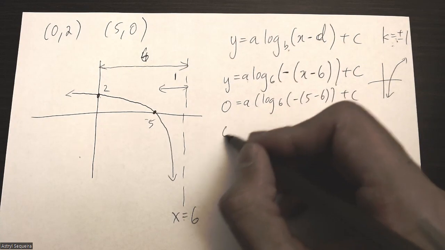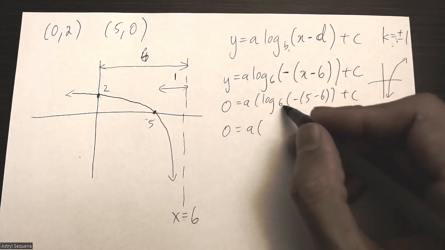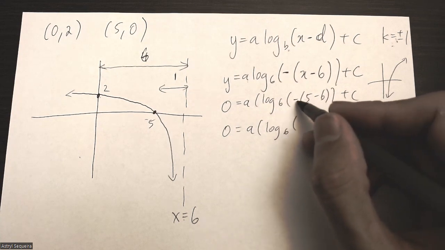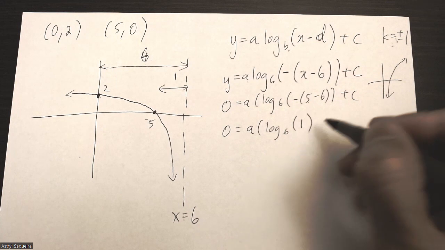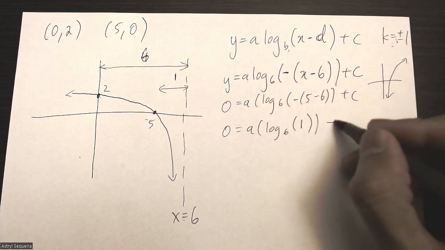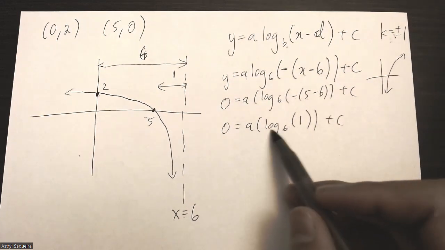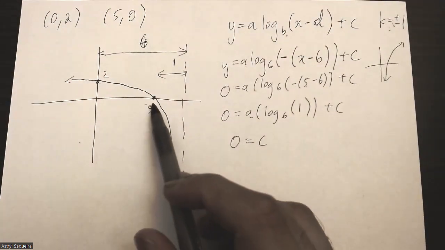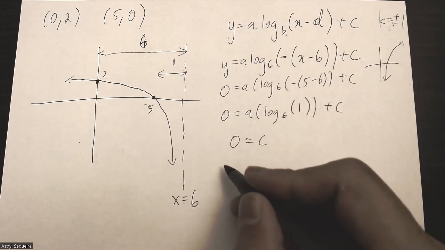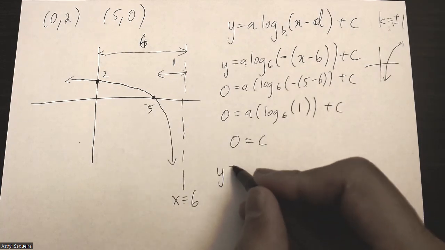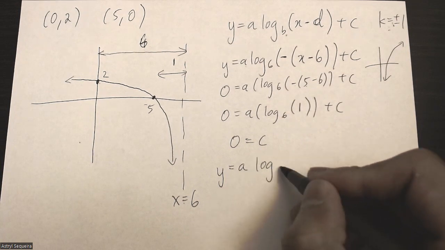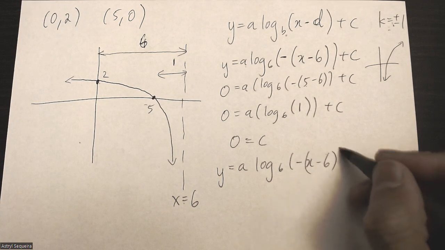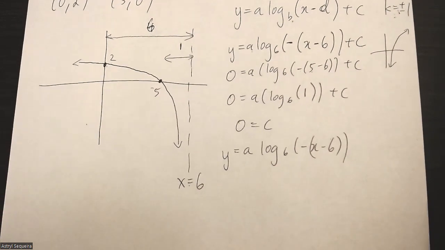And then I'll just solve this a bit. So a log 6. 5 minus 6 is -1. -1 times negative is +1. Plus c. Log of 1 is just 0, and 0 times a is 0. So 0 equals c. Basically, c is just the y value of your first whole number point for a log equation. My equation is y equals a log 6 of negative (x minus 6). And then my c value is 0, so I'm not going to include that.